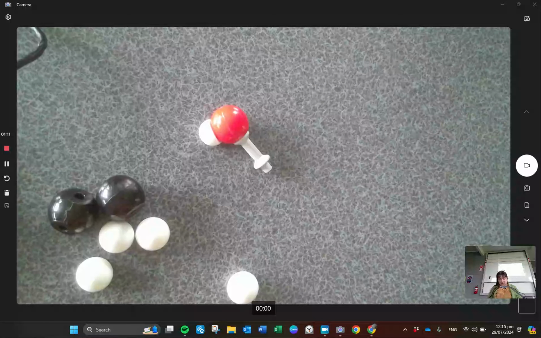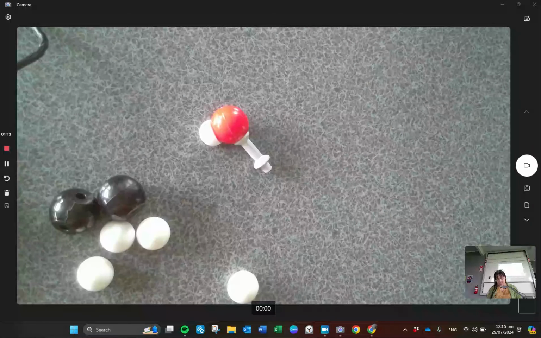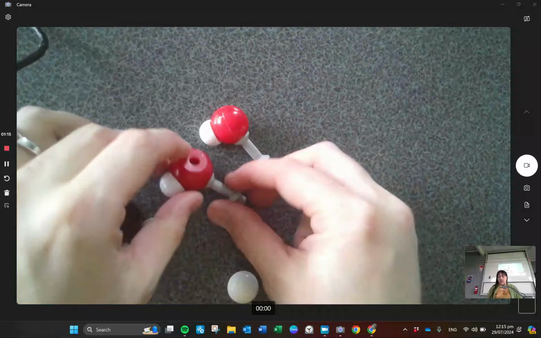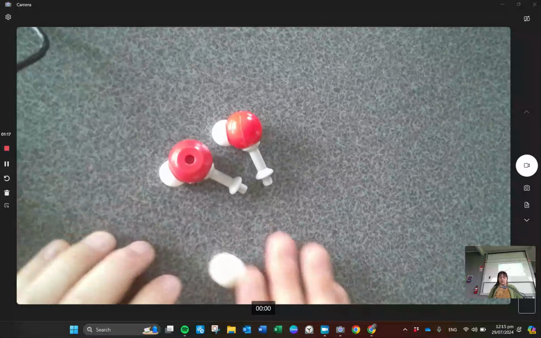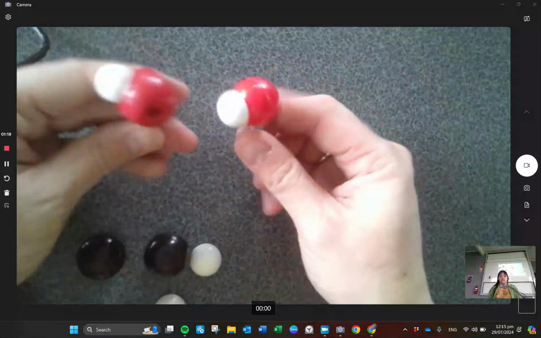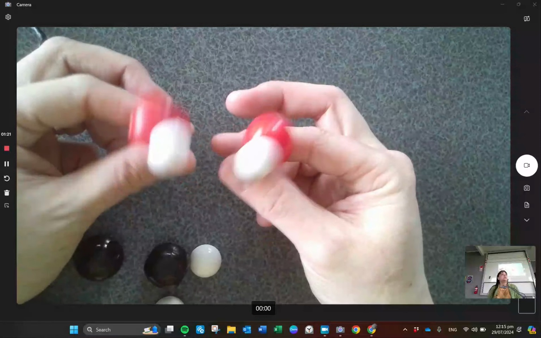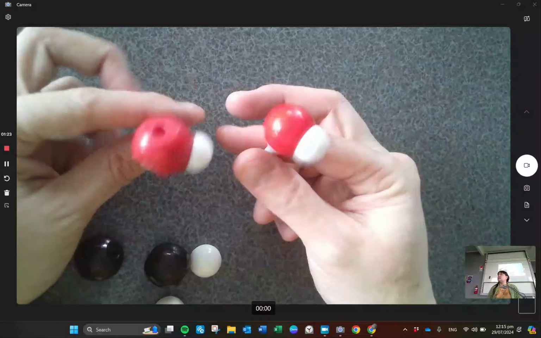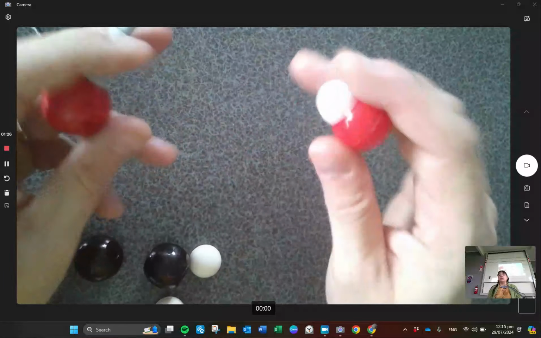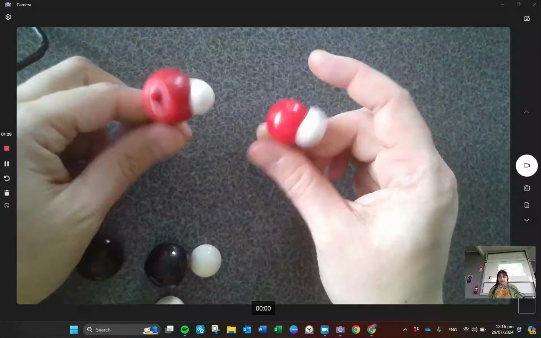So we are making an organic compound. Which organic compound is it? Or not an organic compound, a functional group. What functional group is this one? If it has oxygen and a hydrogen, HO, which is alcohol. So we're making 2 alcohols. All right?